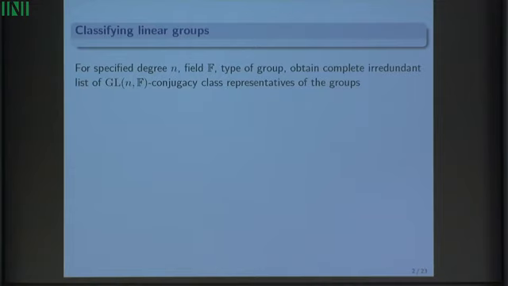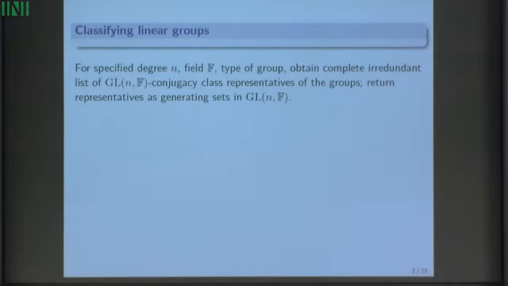That is, for the specified degree n, field F, and whatever type of group you're interested in, finite, irreducible, primitive, solvable, nilpotent, whatever, produce a list of groups of this kind within GL such that any group of this kind is GL-conjugate to one and only one group on your list. Moreover, return your groups explicitly as generating sets of matrices. So this is a big ask, and I guess it's the most comprehensive kind of classification you could want.